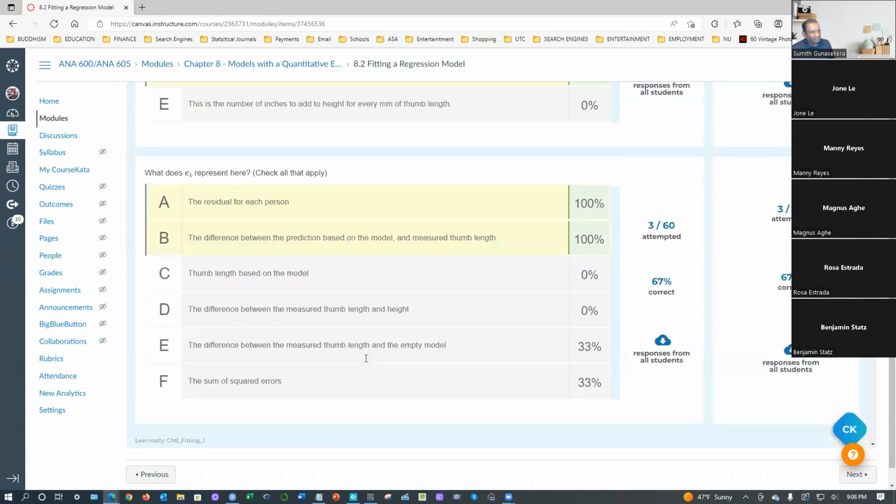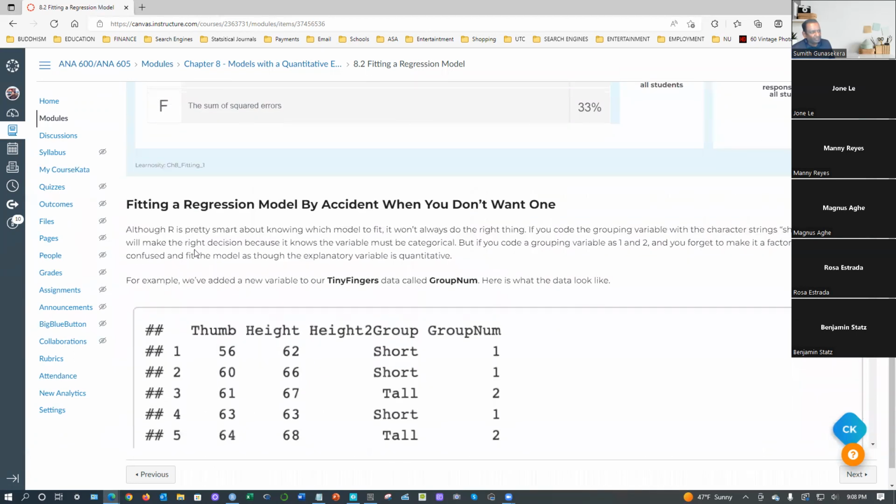R is pretty smart about knowing which model to fit, but it won't always do the right thing. If you code the grouping variable with the character strings short and tall, R will make the right decision because it knows the variable must be categorical. But if you code the grouping variable as 1 and 2 and forget to make it a factor, R might get confused and fit the model as though the explanatory variable is quantitative. You have to be careful.